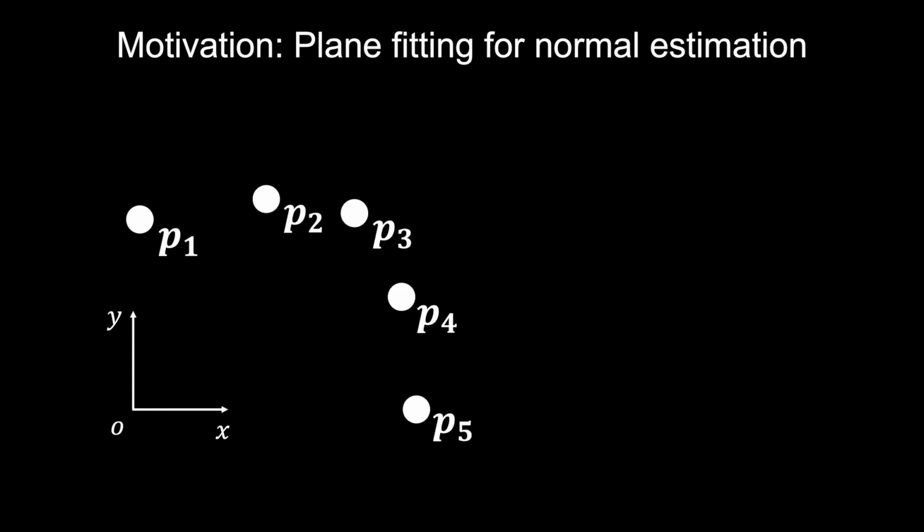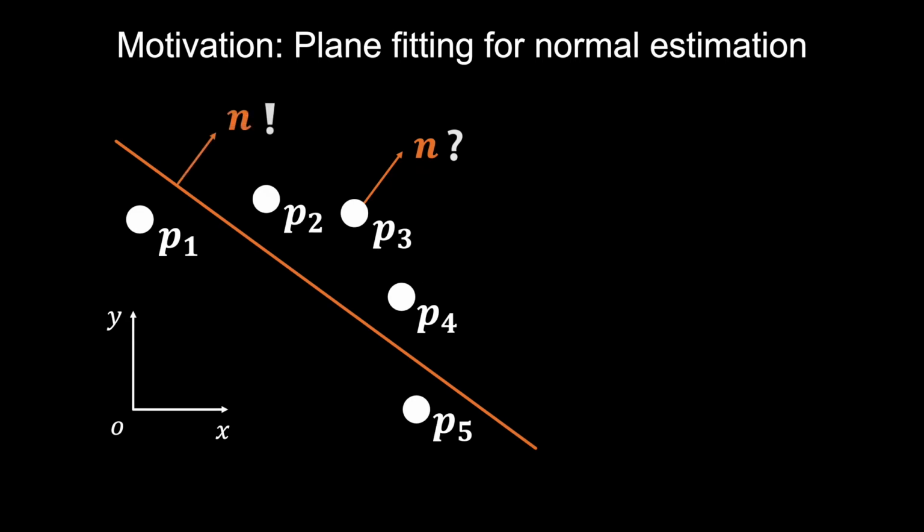In the normal estimation problem, a set of points is given, and we try to estimate the normal vector of points, for example, at point 3. A typical way to find this normal vector is to fit a plane to nearby points of point 3. The normal vector to the plane is the one we want to find.